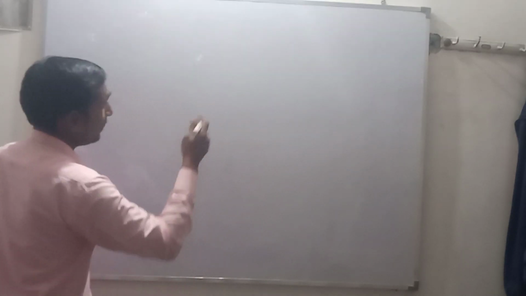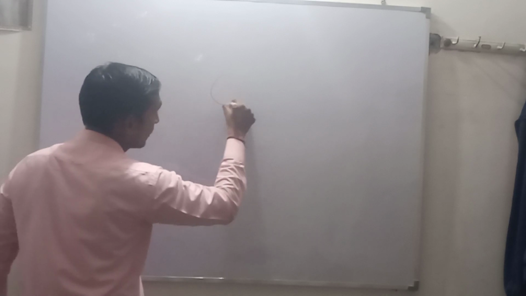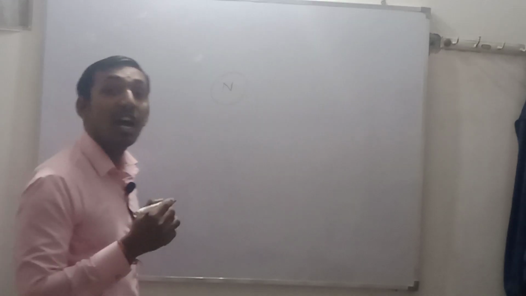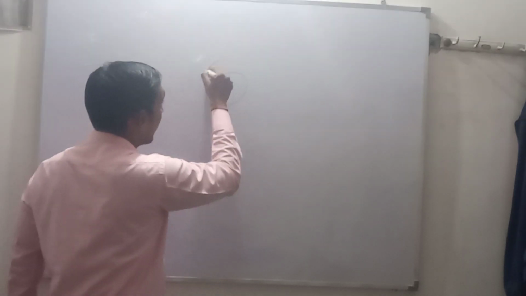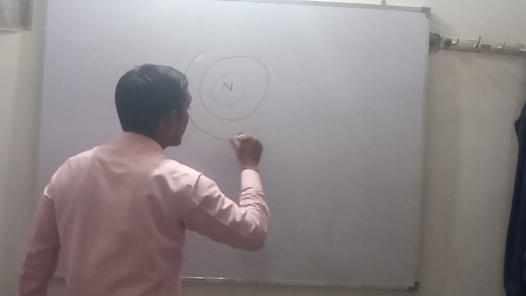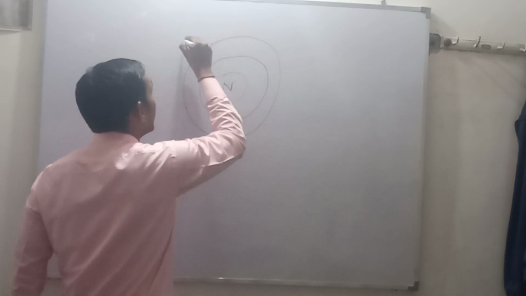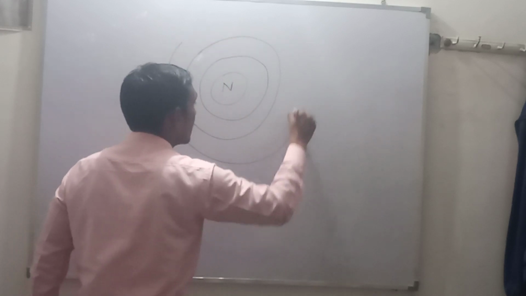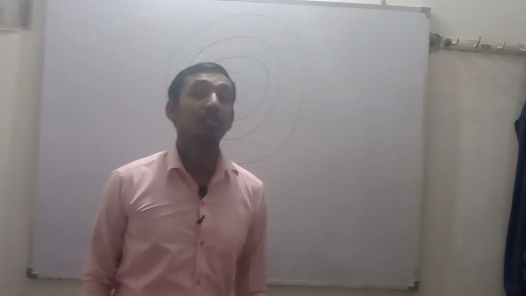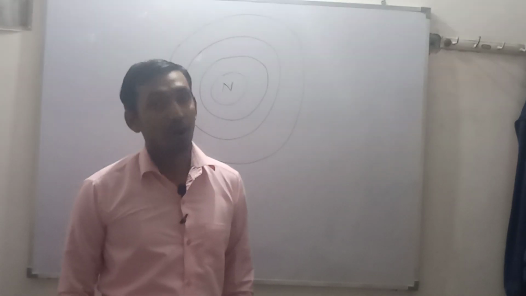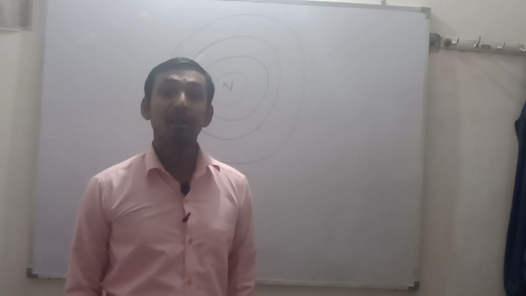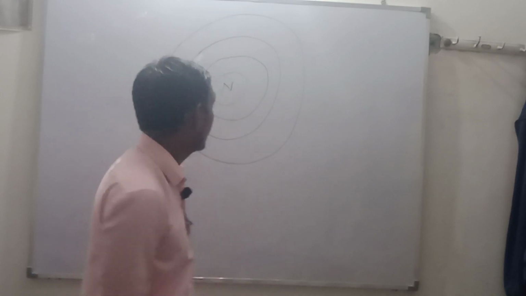First of all, we have a nucleus in between. Outside there are the shells: first shell, second shell, third shell. So we will talk about the shells or orbits or energy levels, and how the electrons revolve around the nucleus in these particular orbits.